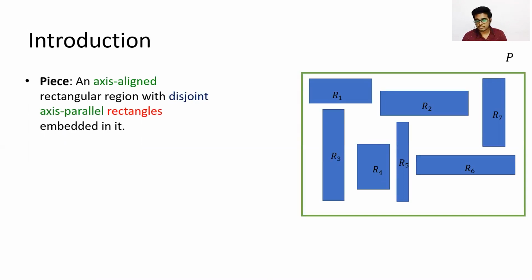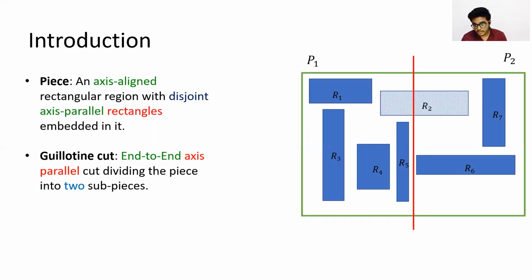So piece, what is a piece? A piece is a rectangular region with disjoint axis parallel rectangles embedded in it. Right, so this is an example. The guillotine cut is an end-to-end axis parallel cut, dividing the piece into two subpieces. Right, so here it's dividing the piece P into P1 and P2.